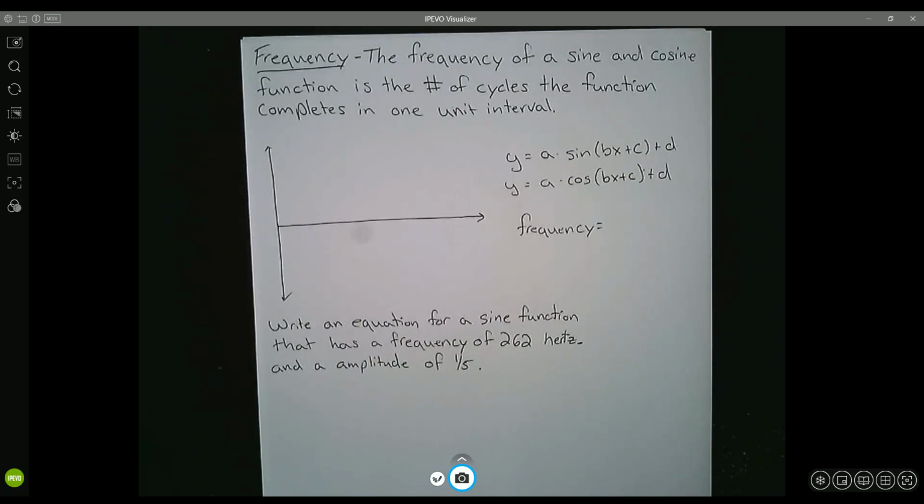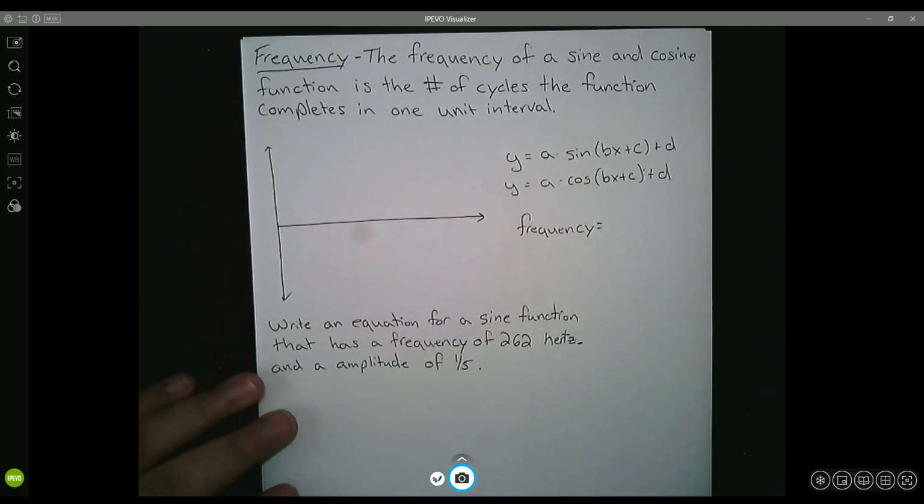Today we're going to continue talking about sine and cosine functions, and we're going to look at frequencies within those sine and cosine functions. So, what is a frequency? What we define as a frequency for a sine and cosine function is the number of cycles the function completes in one unit interval. So that typically means a unit interval is something like 2 pi.